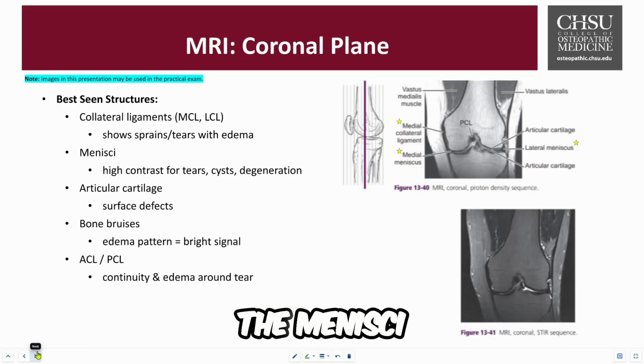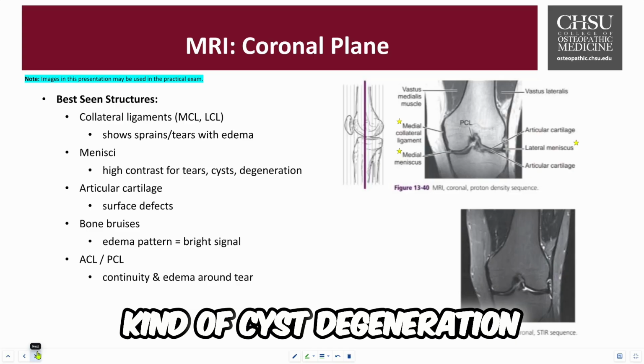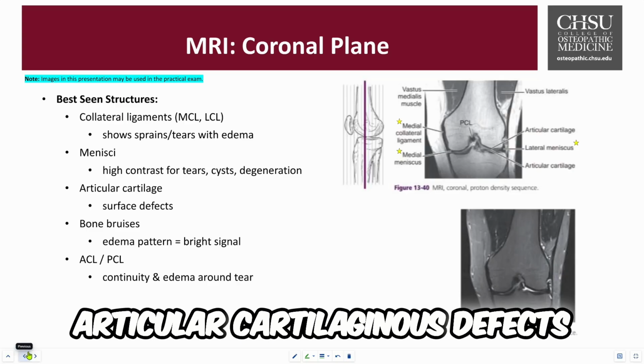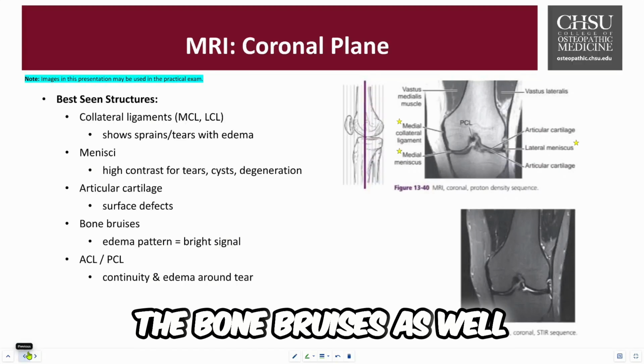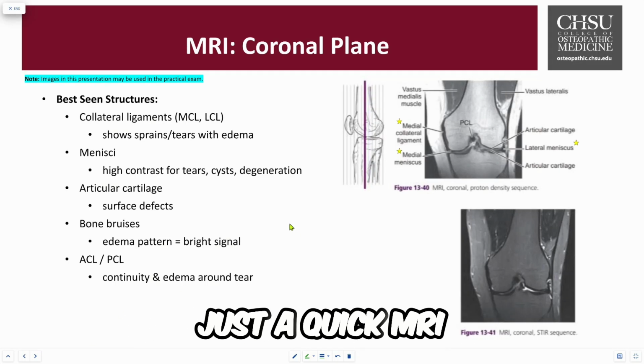And then also the menisci, which have a high contrast for spotting any kind of cyst, degeneration, or tears. And also looking for articular cartilaginous defects, and also some of the bone bruises as well. So you can see some of the edema patterns or any kind of swelling. So on the right, just a quick MRI coronal view.